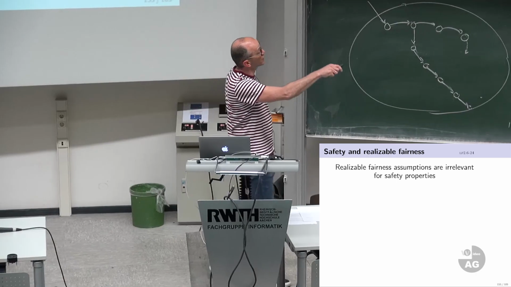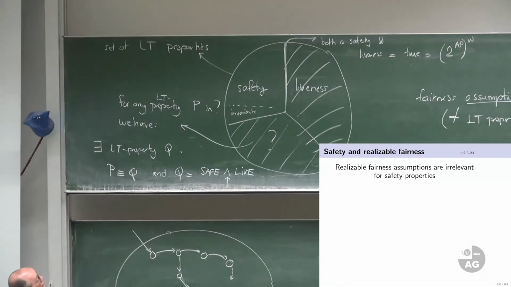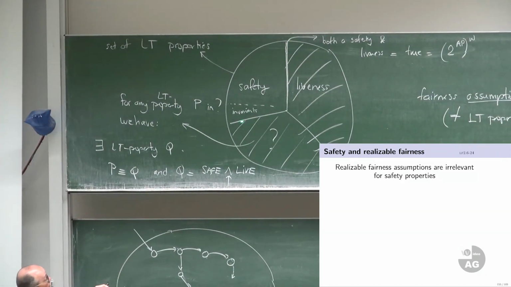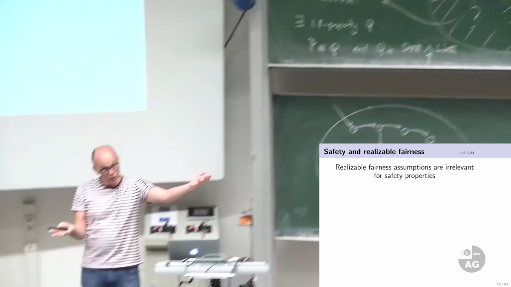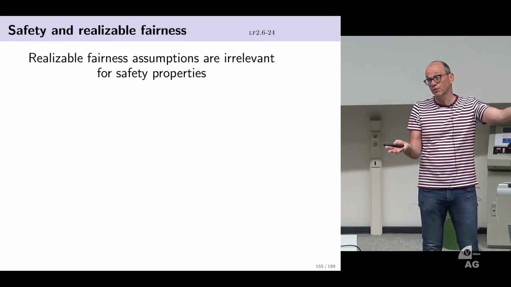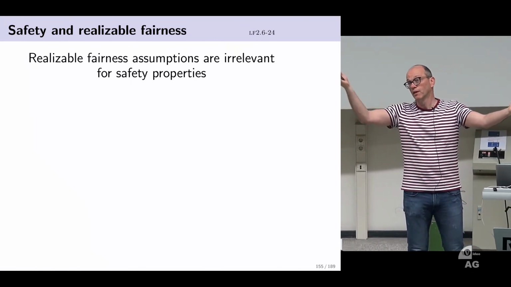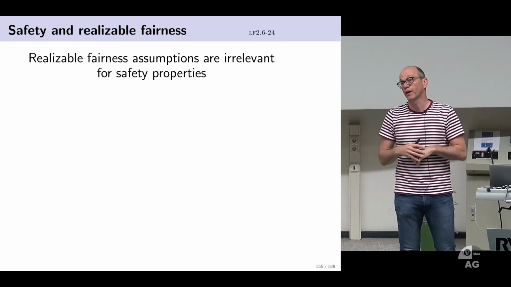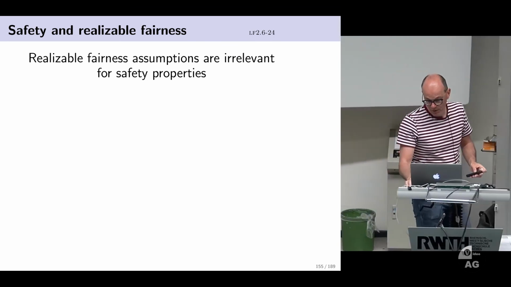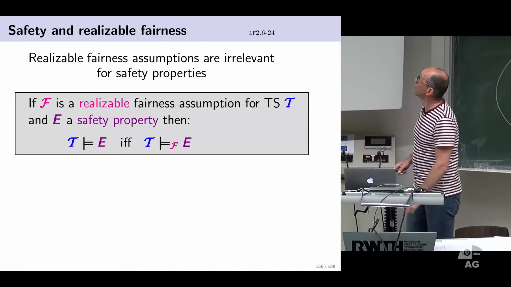Remember the diagram I started with? I said today we're going to start with fairness assumptions. They will be relevant for all the properties in this dashed area, but they will not be relevant for safety properties. What do I mean with not relevant? I have a transition system, it satisfies a safety property, I impose a fairness assumption, then the transition system under the fairness assumption still satisfies the safety property. So this is the theorem.